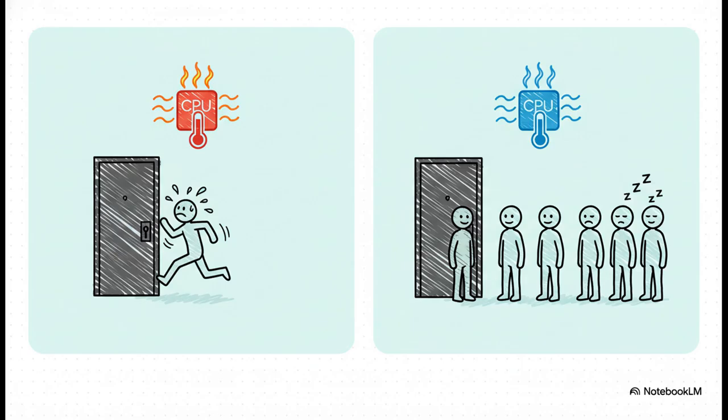First, there's the spin lock. This is like an impatient kid in the back of a car, just constantly asking, are we there yet? Are we there yet? It just burns through CPU cycles over and over, checking if the lock is free. Then there's the much more polite queue lock. This is like forming an orderly line. The system actually puts the waiting threads to sleep and then wakes them up only when it's their turn. It's way, way more efficient if you expect the wait to be anything more than a few microseconds.